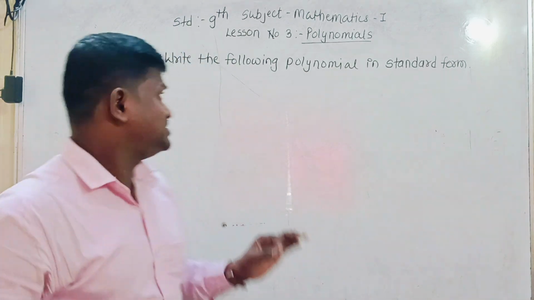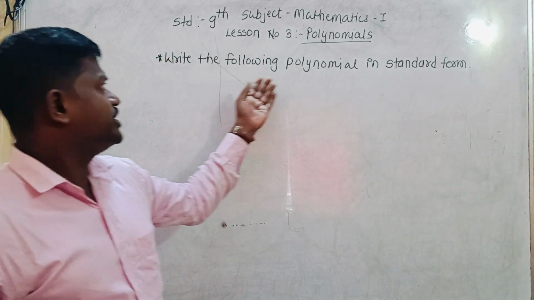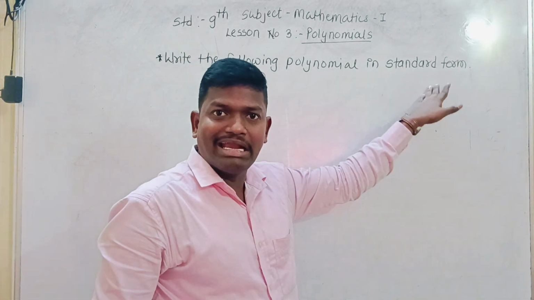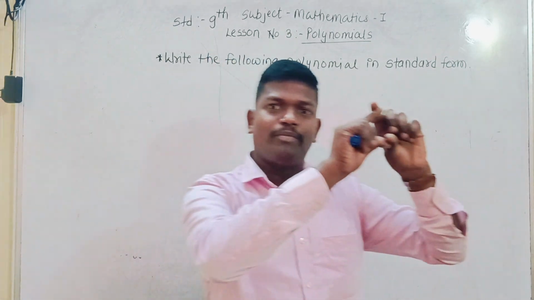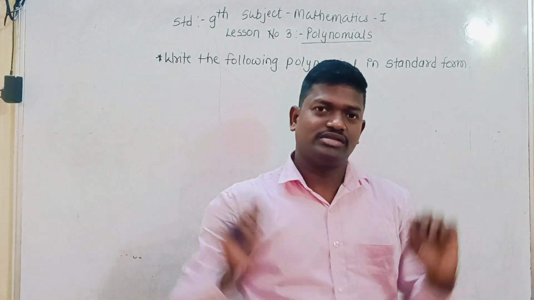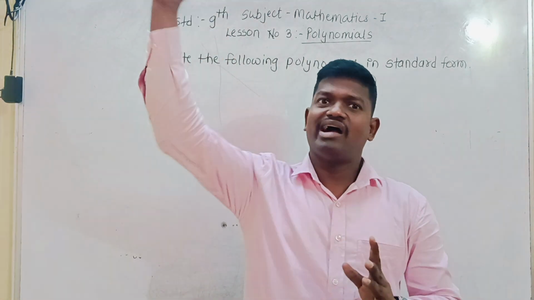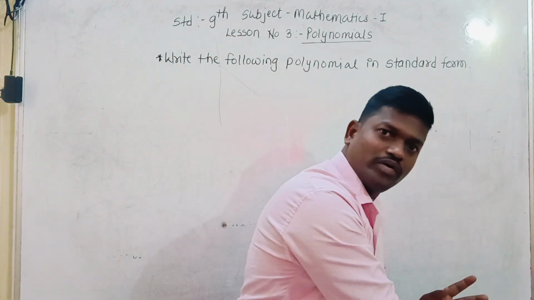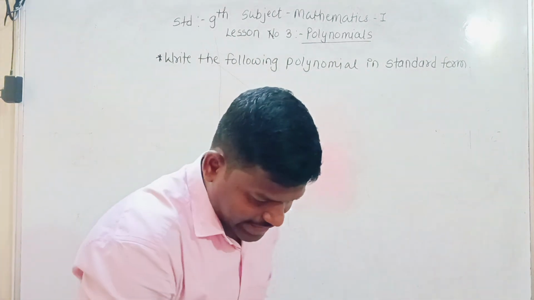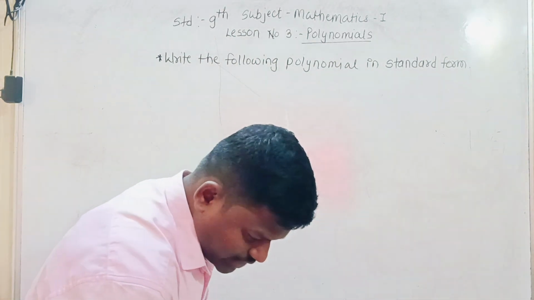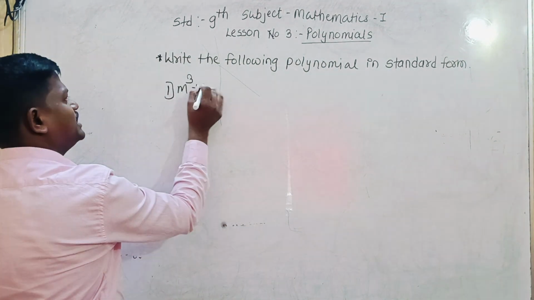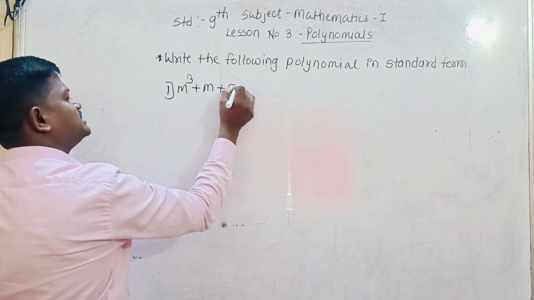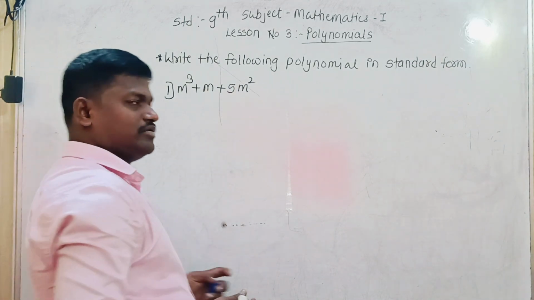Our next question is, write the following polynomial in standard form. It means we have to arrange in a proper power sequence. Power sequence means higher power to the lower, down to the 0 power. Okay, so write the first question. That first question is m cube plus m plus 5m square.